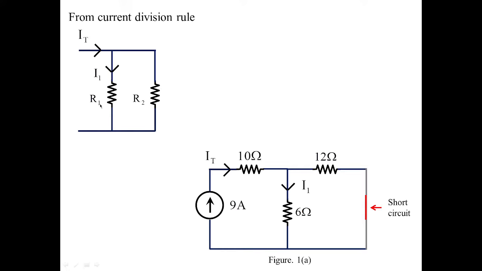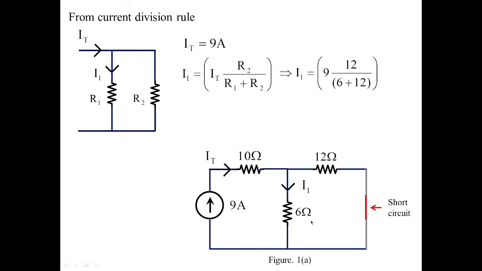So here we have R1 which is 6 ohms. For this we need to apply the current division rule, which is given by I1 is equal to I total, here 9 amperes for this particular case, multiplied by the opposite resistance. For R1 the opposite resistance is R2, and that is why we take 12 ohms as the opposite resistance for 6 ohms. So we know that the value of total current is 9 amperes, and we apply the formula: 9 into 12 divided by the sum of the two resistances, which gives the answer as 6 amperes.